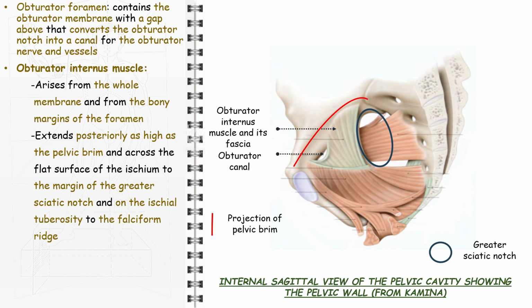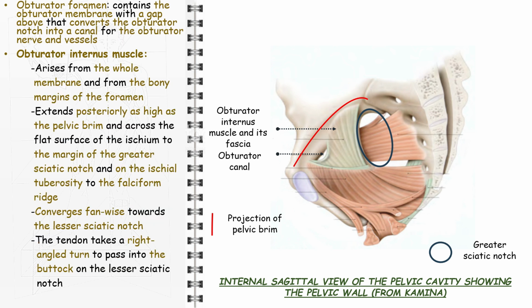From this wide origin the muscle fibers converge fan-wise towards the lesser sciatic notch. Above the notch is a curved bare area of bone, with a large bursa lying on it beneath the muscle. Tendinous fibers develop on the muscle surface where it bears on the lesser sciatic notch, and the bone often shows low ridges and grooves where the tendon takes a right-angled turn to pass into the buttock.